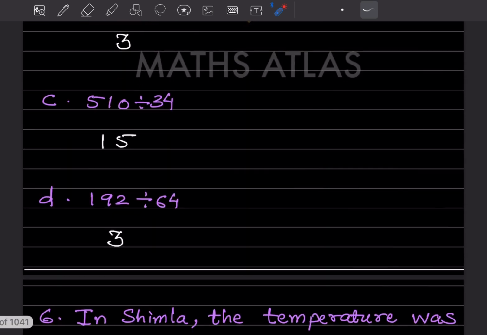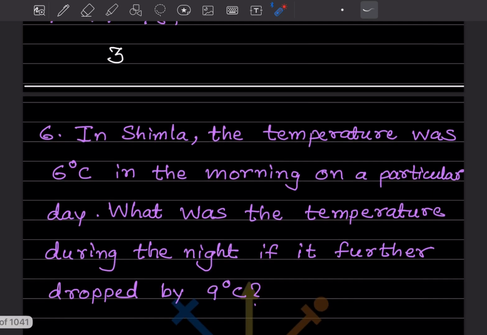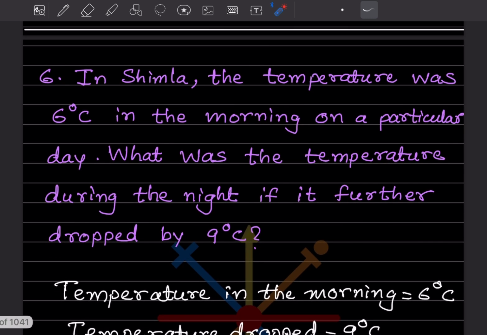Now again here 192 divided by 64, that is going to be 3. This is a simple one. In Simla, the temperature was 6 degrees centigrade in the morning on a particular day. What was the temperature during the night if it further dropped by 9 degrees centigrade?